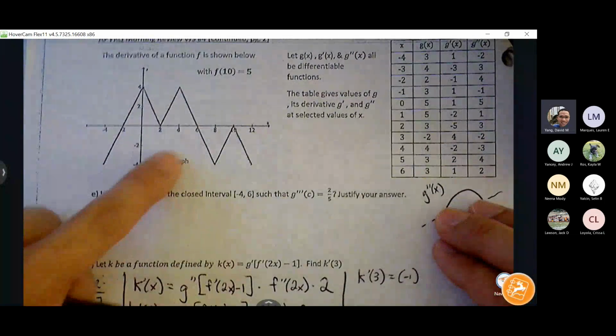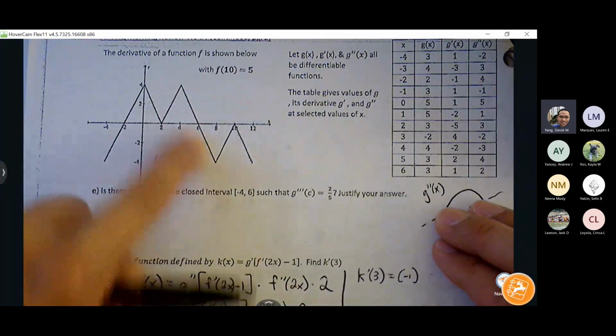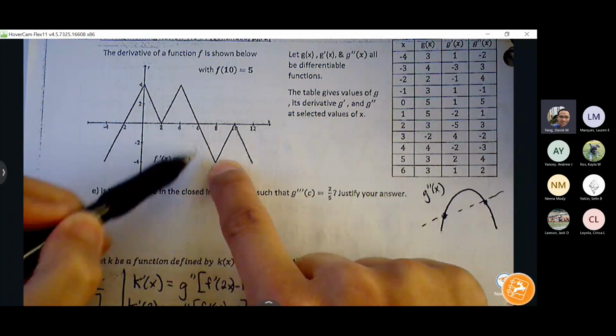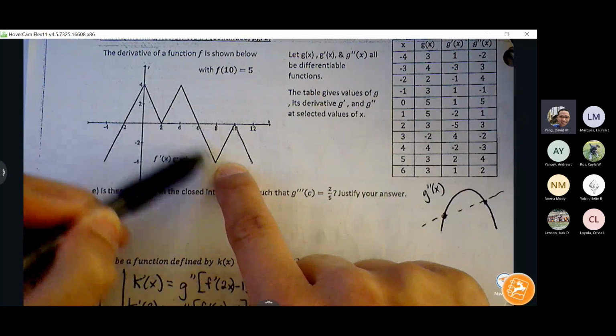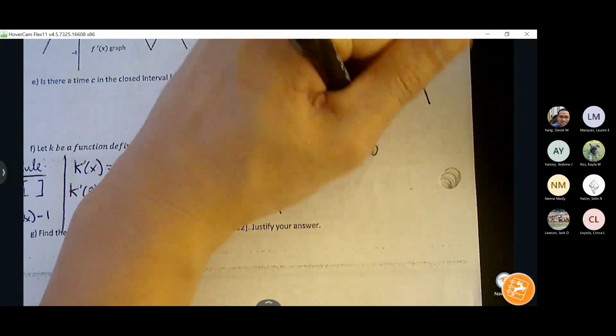F double prime of 6, that's asking for the slope. This is F prime, so F double prime is a slope. So the slope of this line segment, I can just pick two points here and do rise over run, go down 4 over 2. That's a slope of -2. And then times 2.